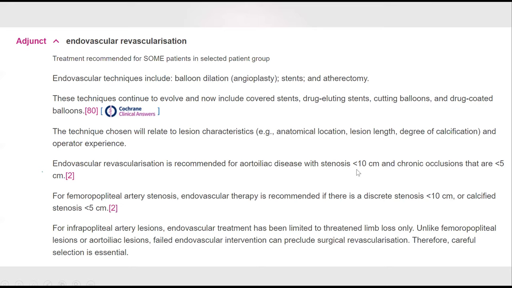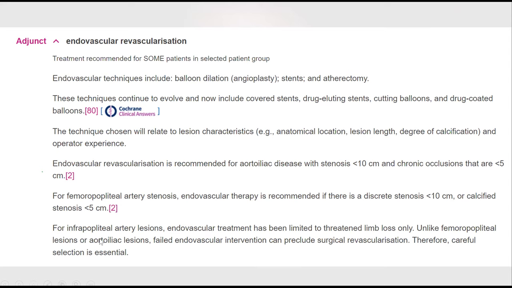In the aortoiliac disease, less than 10 centimeter, and in the chronic occlusion, should be less than 5 centimeter. For femoropopliteal artery stenosis, it is recommended if there is less than 10 centimeter stenosis or calcific stenosis less than 5 centimeter. Again, the same. Please note that for infrapopliteal artery lesions, endovascular treatment is limited to threatened limb loss only.